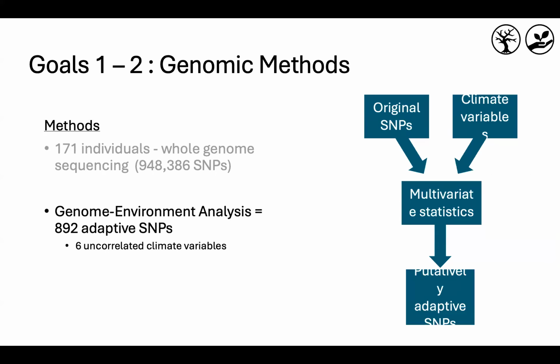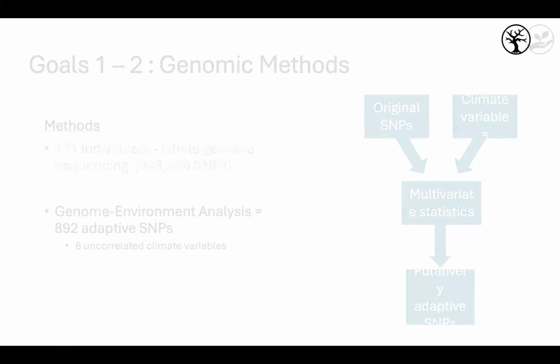So the text is a little messed up here, but basically what we do is we use multivariate statistics to associate those SNPs that we found with climate variables. And we can find putatively adaptive SNPs or genetic loci that are adapted to these certain climate variables.